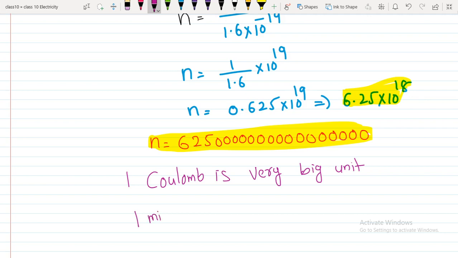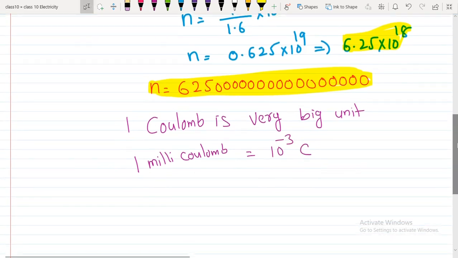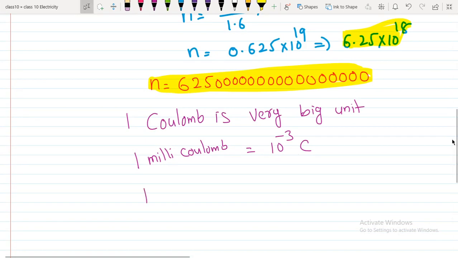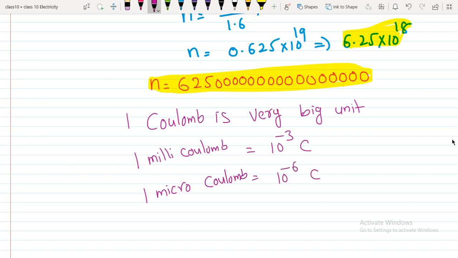1 millicoulomb. I hope you know the value of milli. Milli means 10 power minus 3 coulomb. Smaller than this, we represent 1 microcoulomb. Micro means its value is 10 power minus 6 coulomb. And smaller than this, 1 nanocoulomb. Nano means 10 power minus 9 coulombs.